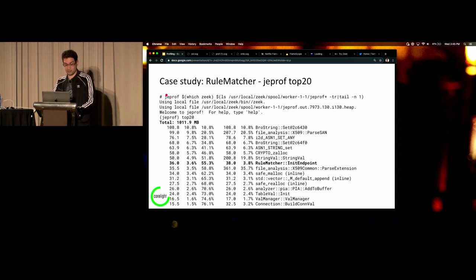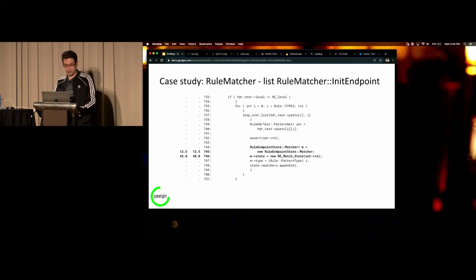Another thing that JE Prof was really useful in finding: as I was working on this, something kept showing up, this thing called rule matcher init endpoint. I had no idea what this was. I've never seen it before. A neat thing you can do in JE Prof is call list and give it the name of a function. If you have the source code on the machine, it'll annotate that function and tell you which lines are responsible for the memory allocation. So I did that, and it told me this, which also still didn't really mean anything to me.